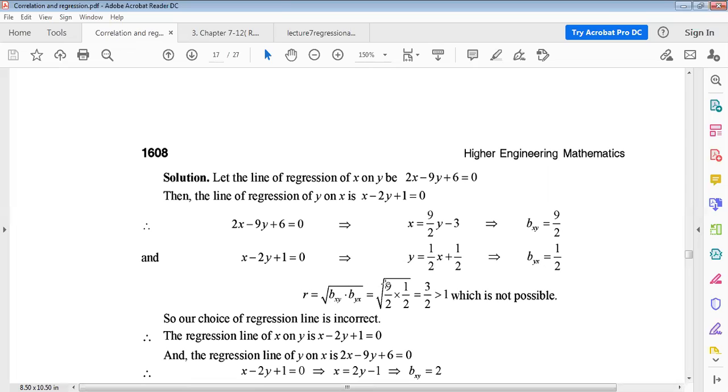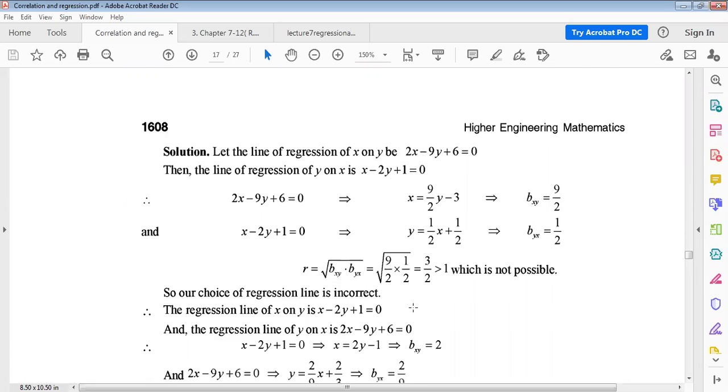Now r equals what? The square root of bxy times byx. This is the formula, where r is the correlation coefficient and b is the regression coefficient. Remember it. But after multiplication we get 3 by 2. This is greater than 1, which is not possible because the correlation coefficient can never be greater than 1 or less than minus 1. So our choice of regression line is incorrect.